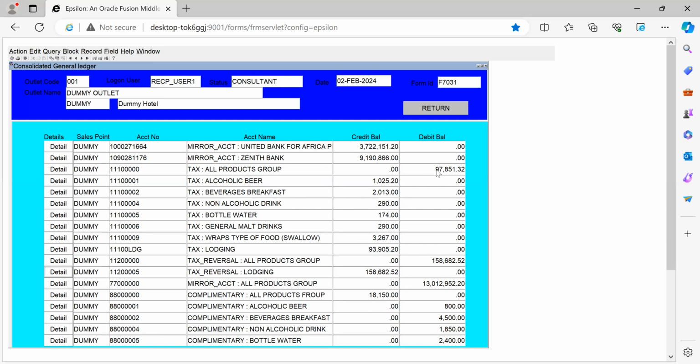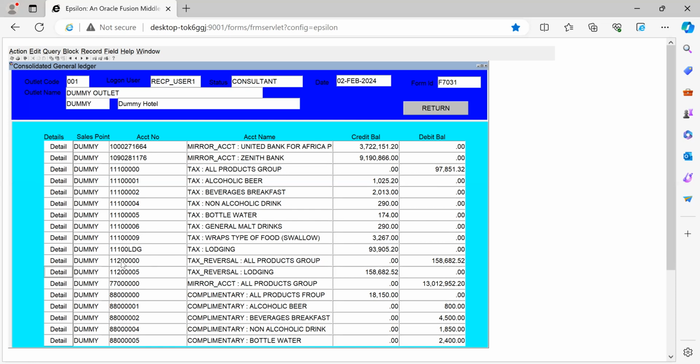Remember, the assumption is that you have defined the tax element in the system, and so as you do your transactions on a daily basis, the system calculates tax and stores it in this account number. So if you see one particular thing here, it is this line, lodging. Lodging has the highest amount of tax. This is in this hotel called Dormi Hotel, Dormi Sales Point.